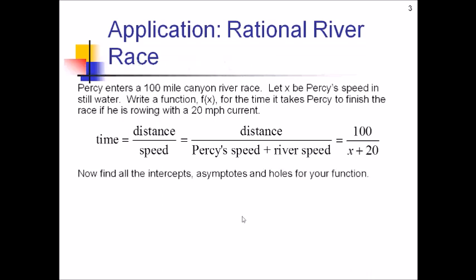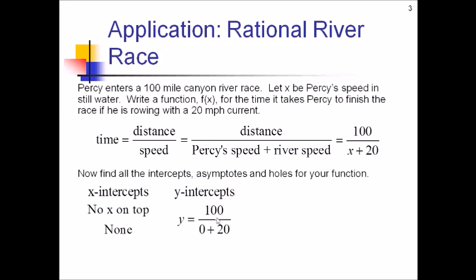So let's go ahead now and find all the intercepts, asymptotes, and holes, if any, for this function. Take a sec to do that. For the x-intercept, if you're setting this equal to 0 and solving, you can't really make the top of this fraction become 0, so there is no x-intercept. For the y-intercept, we're plugging 0 in for x, so that's 100 over 20, which is going to give us 5. So in real-life terms, that means if Percy's speed is 0, if he just lets the river carry him, he's going to finish the race in 5 hours.